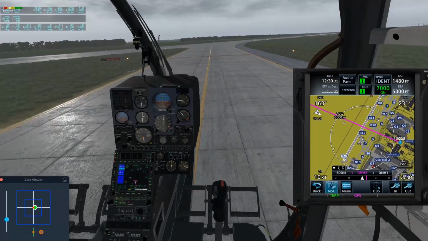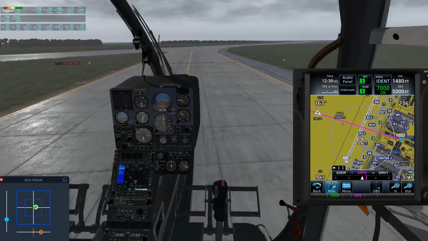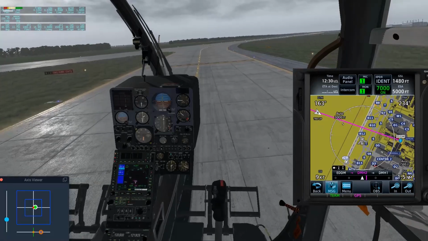Now once I'm at the holding point of runway 26 left, I let Tower know that I'm ready for departure.